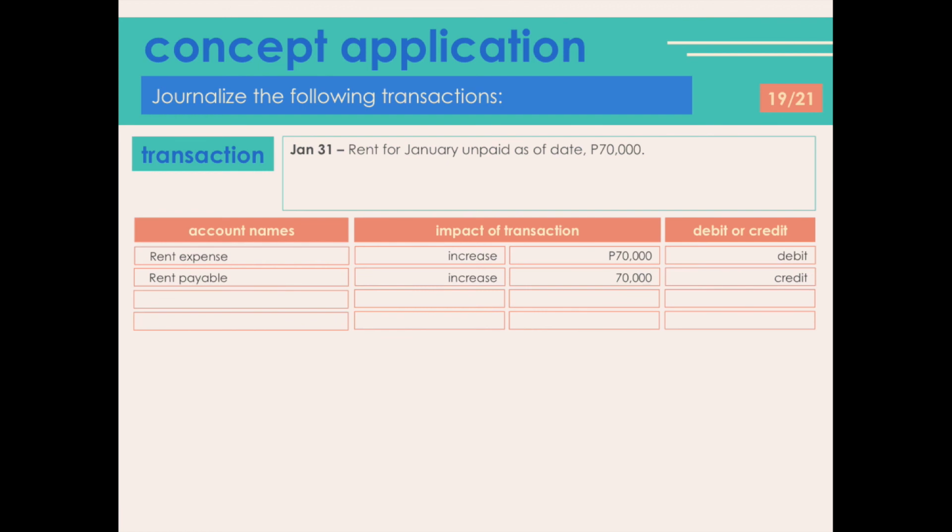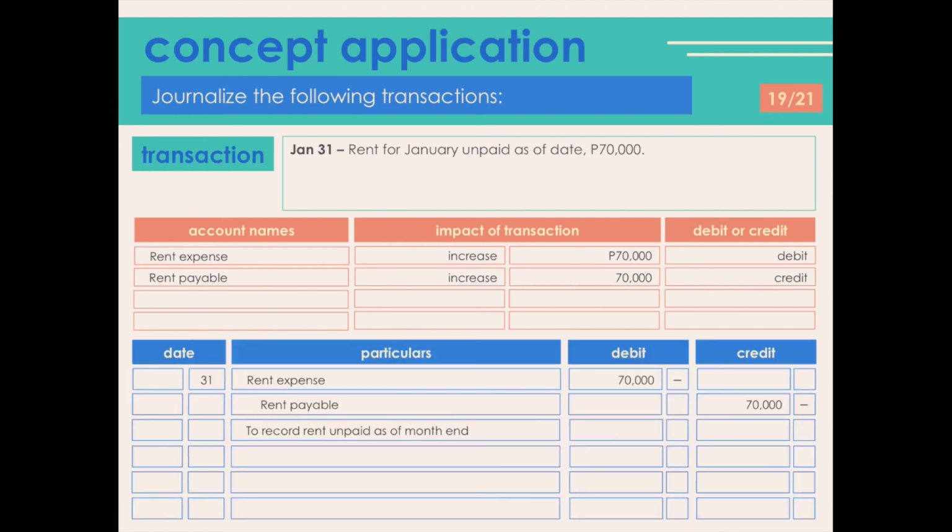January 31. Rent for January unpaid as of date, 70,000 pesos. Similar to the electricity bill earlier, this represents rent for January, which was already consumed by the company, so we debit rent expense for 70,000 pesos. Since this is unpaid as of date, we credit rent payable for the same amount.